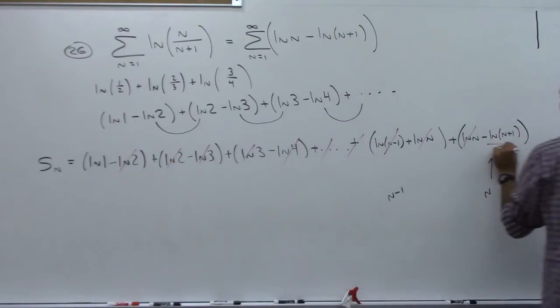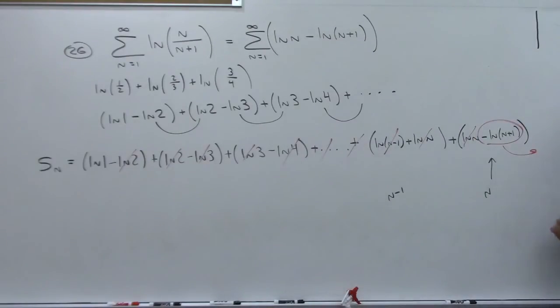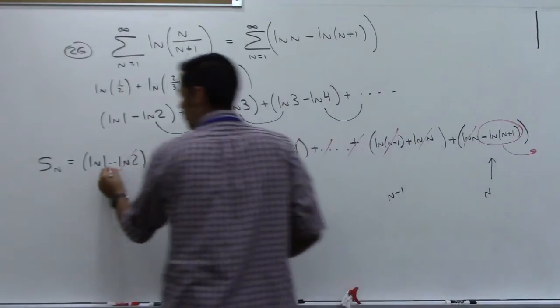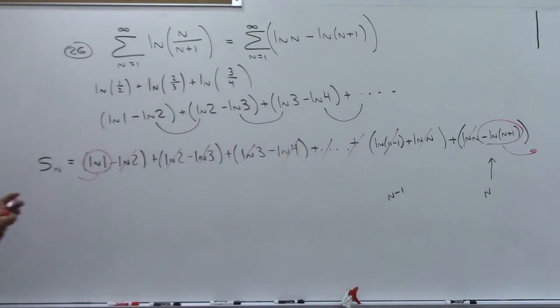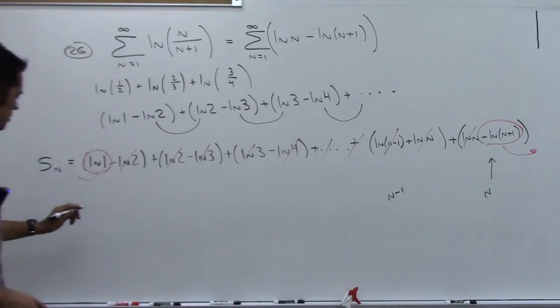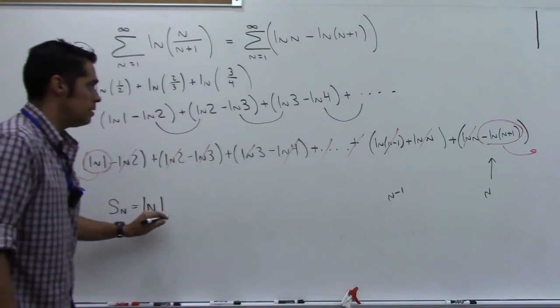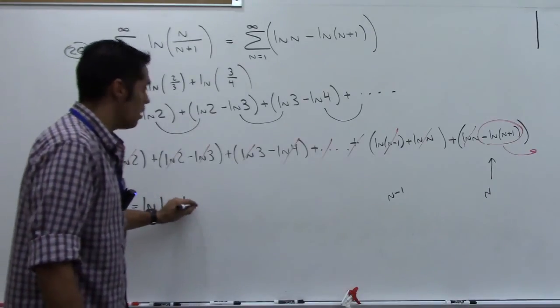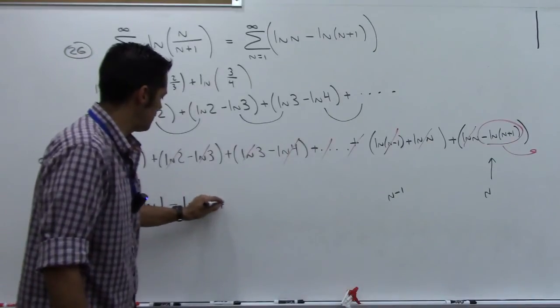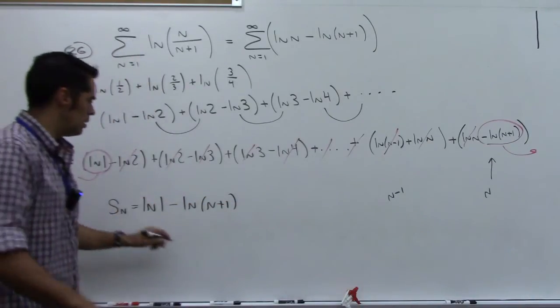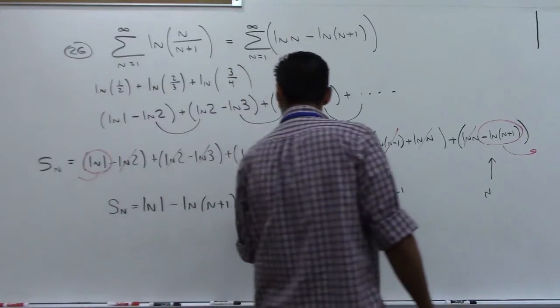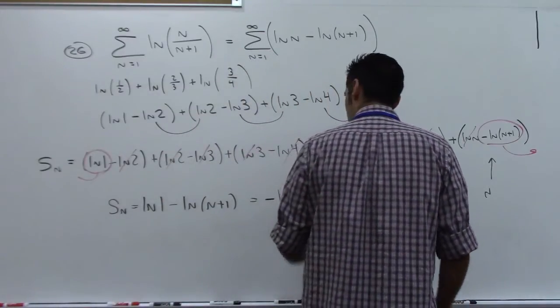This one doesn't have anything over here. There's nothing over here for it to cancel with, so it stays. Natural log of 1 has nothing to cancel it because there's nothing in front of it. So our nth partial sum is natural log of 1 minus natural log of n plus 1. And natural log of 1 is 0. So this is just negative natural log of n plus 1.